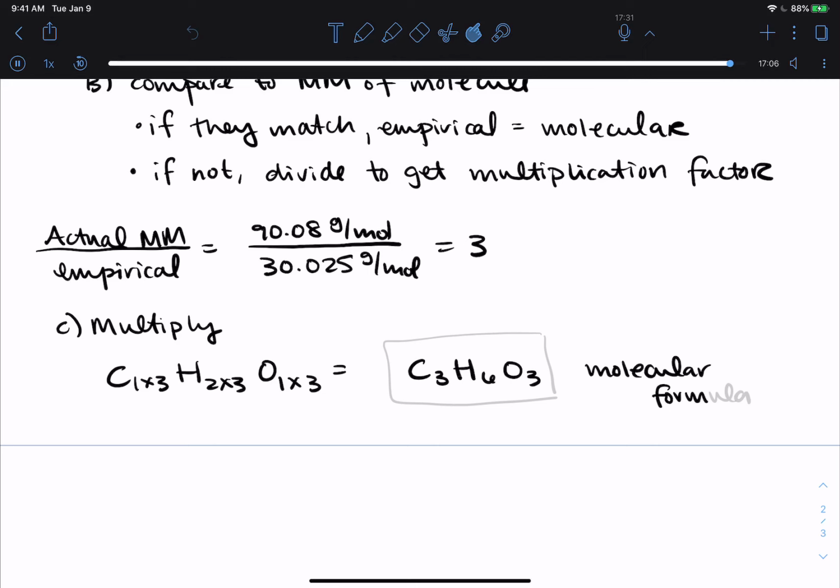And what you should see when you get to the molecular formula is that the elements are there in the same ratios, right? If I were to divide all of those through by 3, I'd get back to the CH2O. And if you want to double check that this is actually the correct molecular formula, you could calculate the molar mass of C3H6O3, and you should get 90.08.